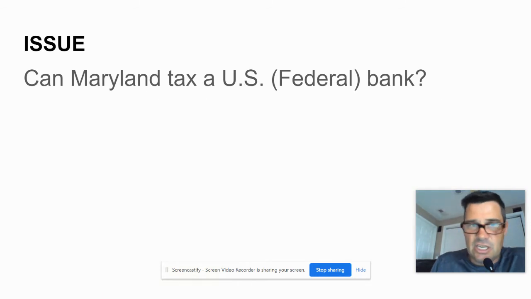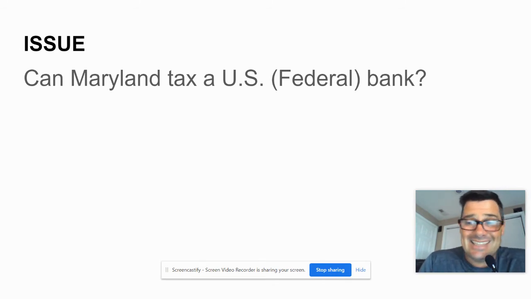All right, here's the issue. The issue is, can Maryland tax a U.S. federal bank? And this is more generic, just like, can a state tax a U.S. entity, a federal entity? And by the way, what happens is that the U.S. opens a bank, and the U.S. opens it in Maryland, and James McCulloch is put in charge of it. He's the cashier. He's the one in charge of the bank.